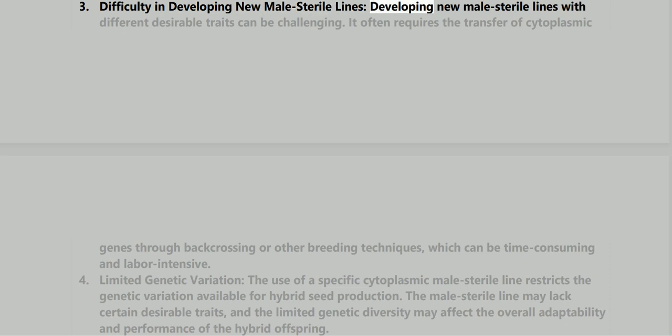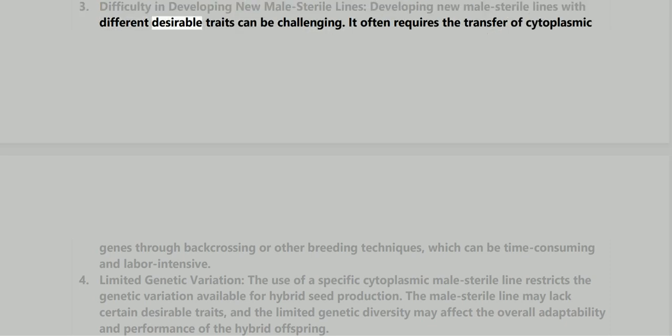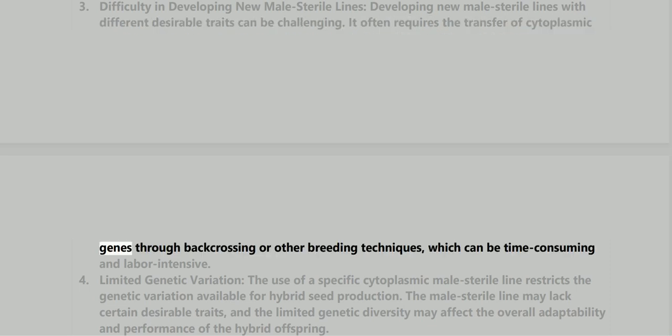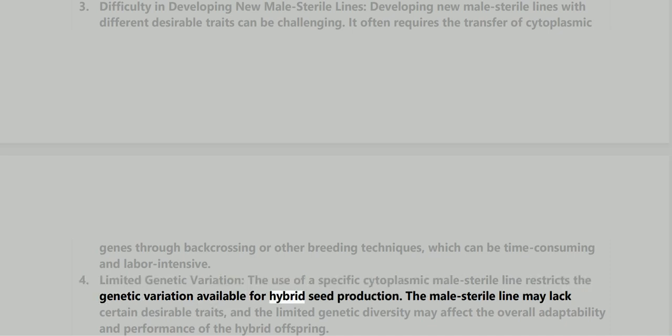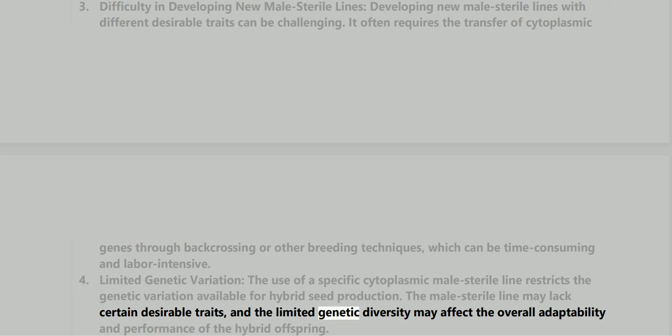Developing new male sterile lines with different desirable traits can be challenging. It often requires the transfer of cytoplasmic genes through backcrossing or other breeding techniques, which can be time-consuming and labor-intensive. 4. Limited genetic variation. The use of a specific cytoplasmic male sterile line restricts the genetic variation available for hybrid seed production. The male sterile line may lack certain desirable traits, and the limited genetic diversity may affect the overall adaptability and performance of the hybrid offspring.